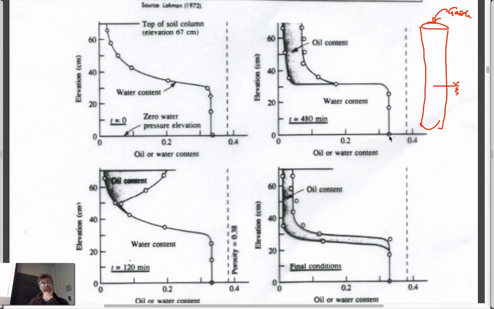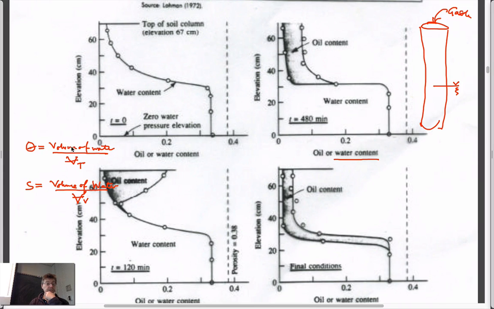You notice that here we use, it's out of Fetter's book, it's defined in terms of water content. So you remember that water content, by definition, theta is equal to volume of water over total volume of the aquifer, whereas saturation is equal to the volume of water divided by porosity, the volume of voids. So in other words, when the volume of water is equal to the volume of voids, the saturation is 100%.